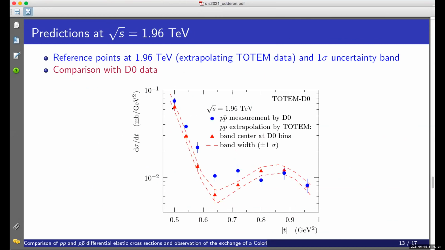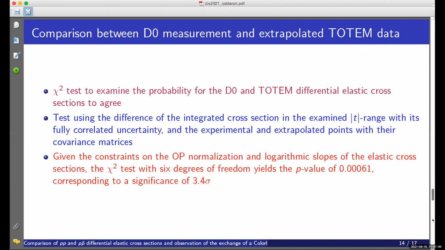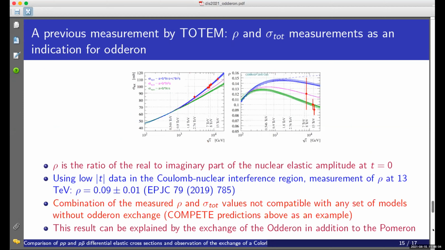So that we have here the D0 points, the blue points, compared to the extrapolation by TOTEM, which is the red point. So the last step is now to compare the chi-squared to examine the probability for D0 and TOTEM to agree, or in this case, to disagree. And what we obtain using a chi-squared method is a p-value of about 6 × 10⁻⁴, or a significance of 3.4 sigma.